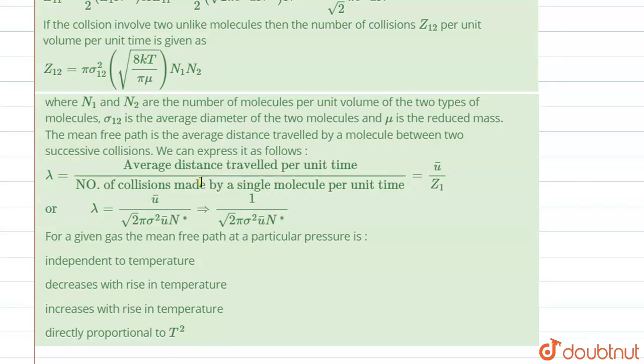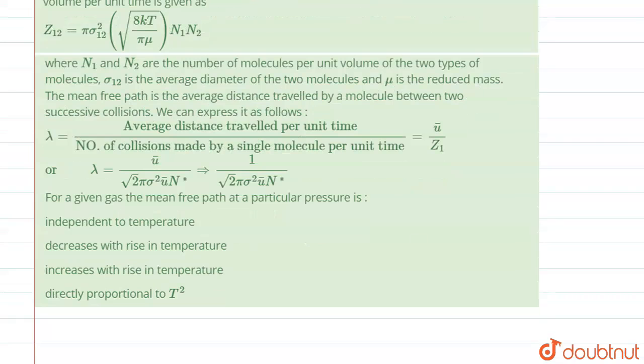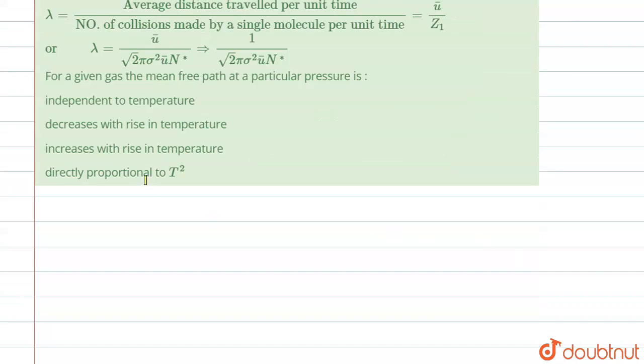So we have a few values right here, and we have values of mean free path. If we come to our question, the question is saying that for a given gas, the mean free path at a particular pressure is, and we have four options given right here. Okay, so let us understand that. Let us write the formula for mean free path.